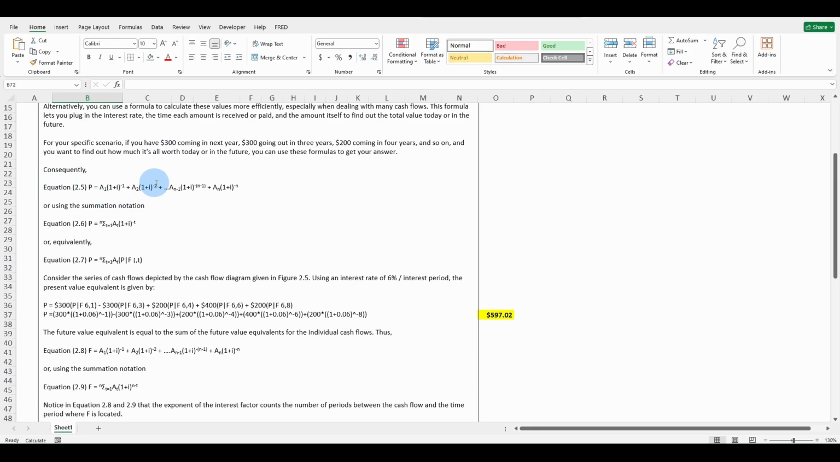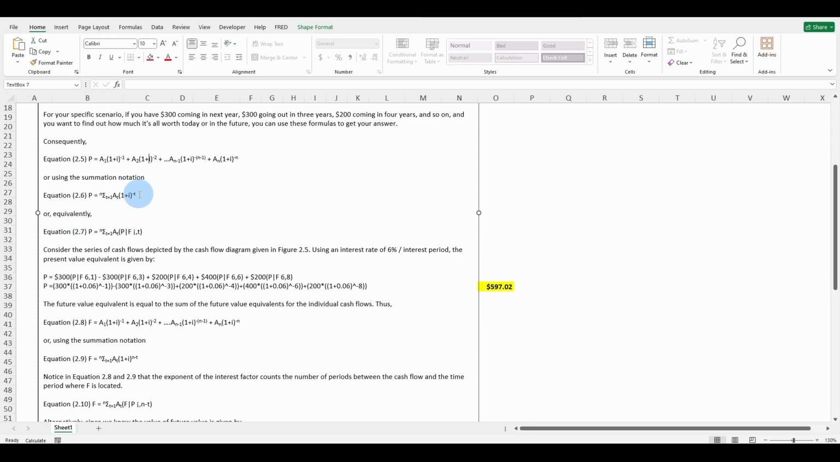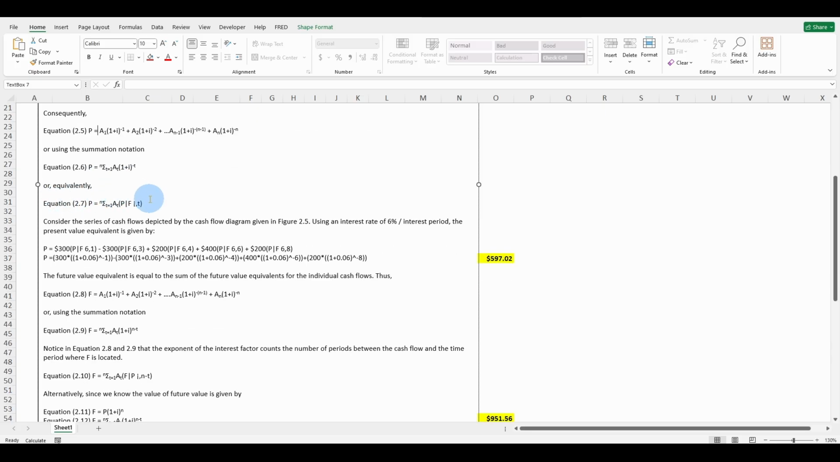Here we have this intimidating looking formula. It's not that bad. P, present value, equals A, annuity, or the amount you're putting in, and then 1 plus i, and then keep in mind this negative exponent, because we're using this P function, present value. And there's your summation. We're just going to continue this. We have the summation here. This is just this right here. Or equivalently, this, which is the engineers' notation.